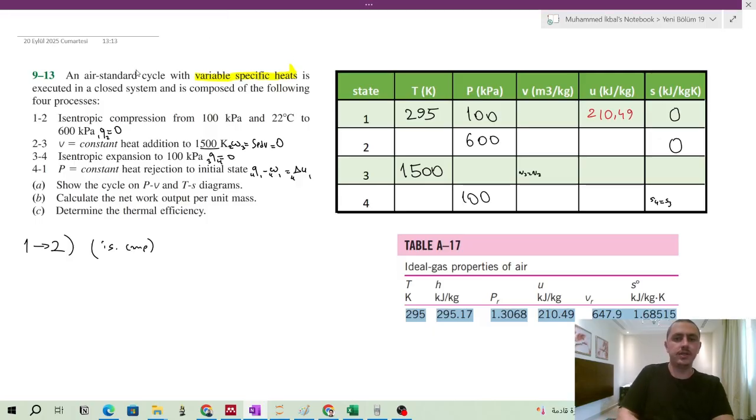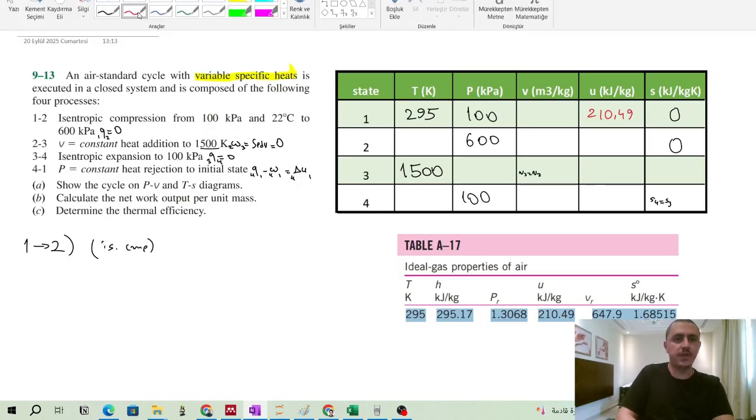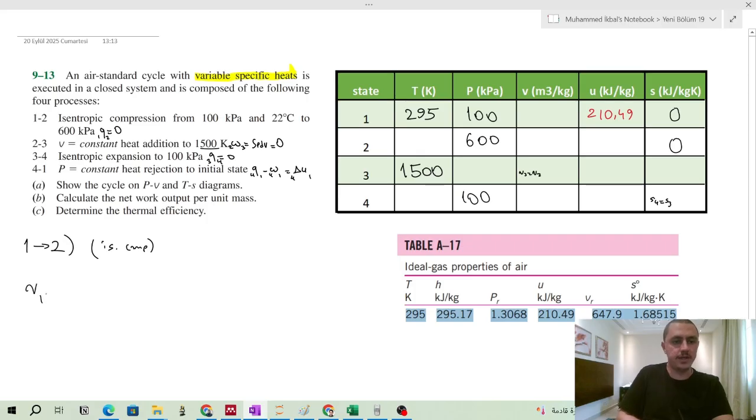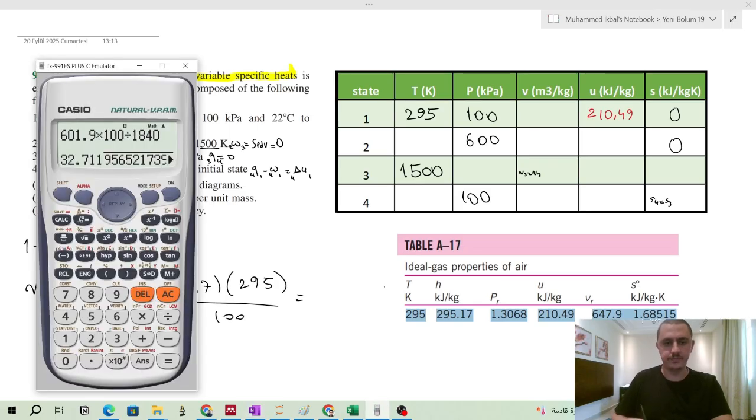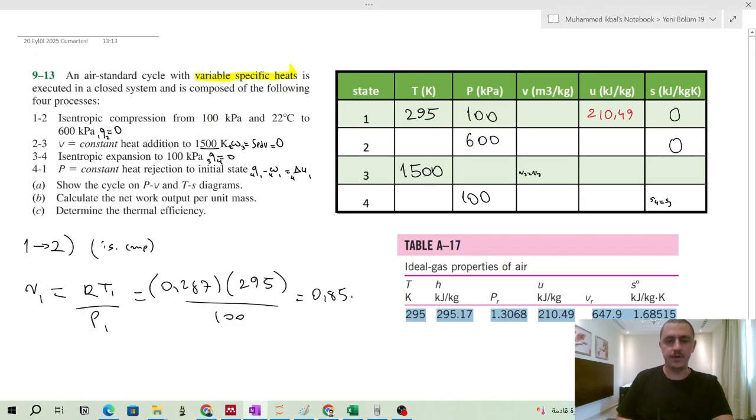And we can calculate the specific volume from the ideal gas law. So let's plug in all values. Then 100 kilopascal. You will get 0.85 meter cube per kilogram.